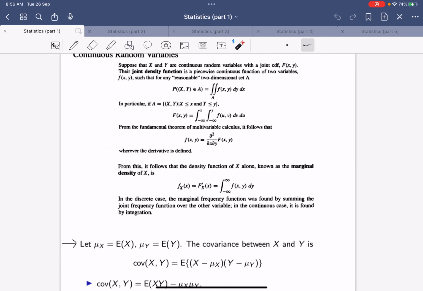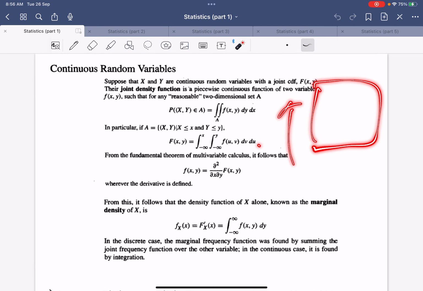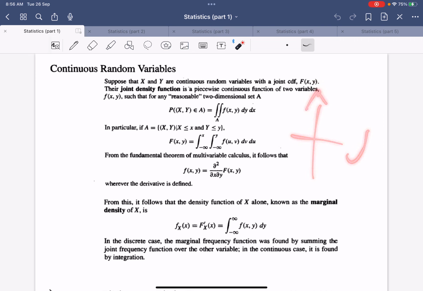As for the continuous case, it's very similar, but now everything is an integral. Let's say we have an axis here, and you have some region A, where (X, Y) lies inside. So the probability is just the integral over the area A of the density function, dy dx. If you want to find the cumulative, it's just the integral from minus infinity to x and minus infinity to y. And by the fundamental theorem of multivariate calculus, finding the density is just differentiating this with respect to x and with respect to y. So it's partial x, partial y.